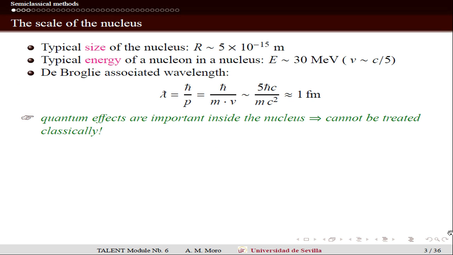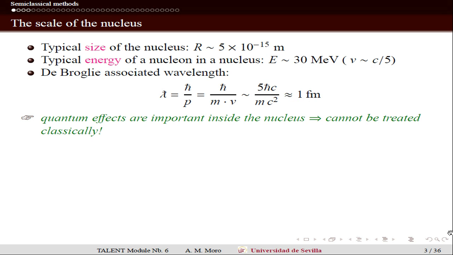First of all, let's try to get an idea of how good a classical or semiclassical description would be. Imagine that we try to make a classical description of our nucleons inside the nucleus. These are rough numbers that give us an idea of the magnitudes we are dealing with. The size of the nucleus is a few Fermi. The energy of a nucleon inside a nucleus is a few tens of MeV. This is a typical kinetic energy of this nucleon, and this corresponds to this approximate fraction of the speed of light.